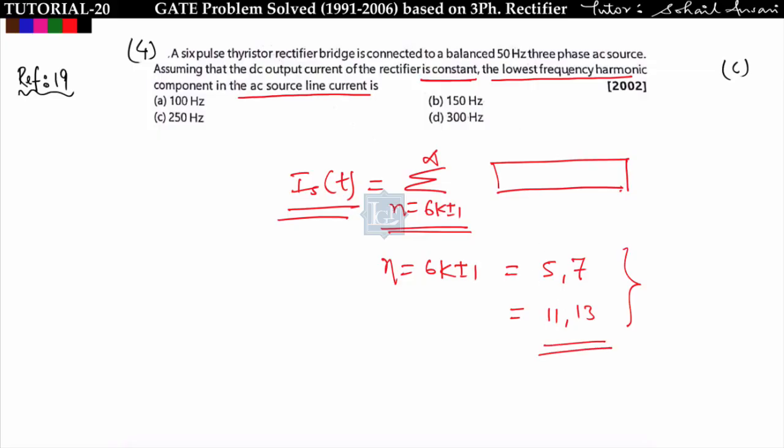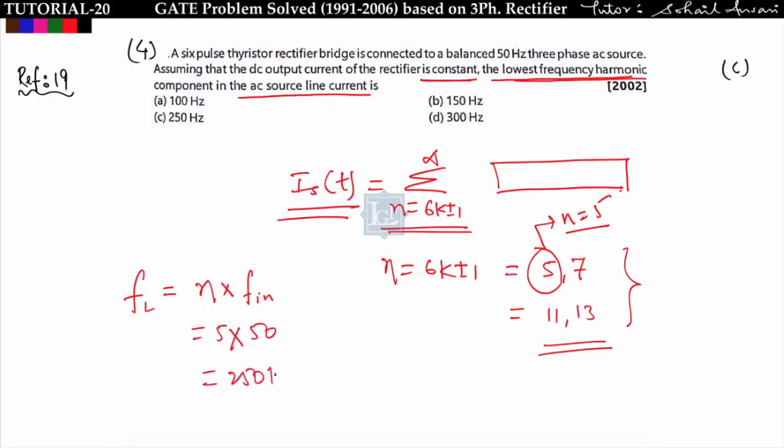In this way all these harmonic components are present. We have to find the lowest frequency harmonic component, which is n equal to 5. So the lowest frequency will be n multiplied by the input frequency f in, that is 50 Hz. So 5 multiplied by 50 is equal to 250 Hz. So option C is correct. See the next problem.